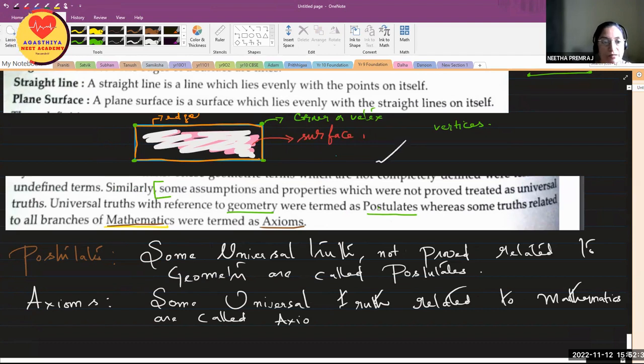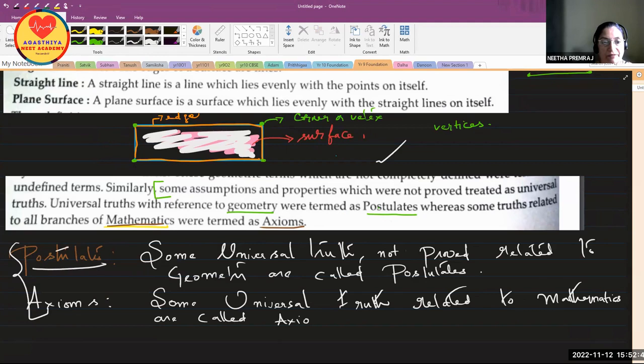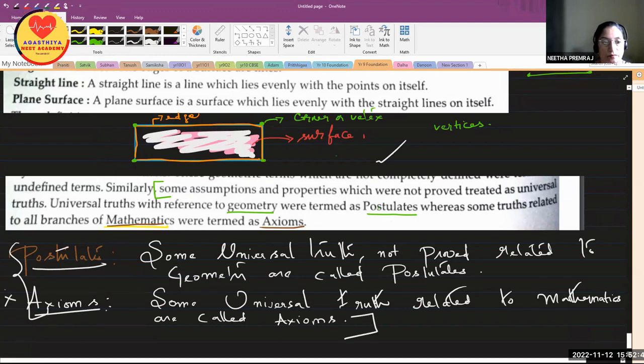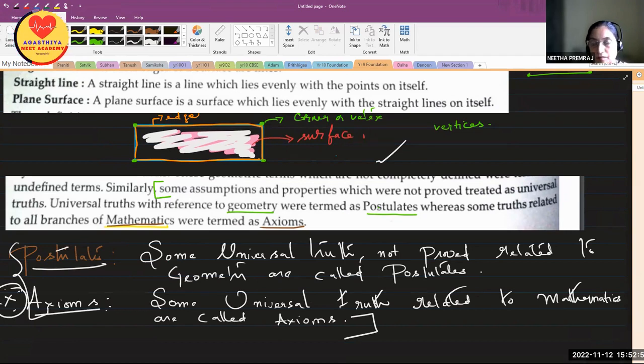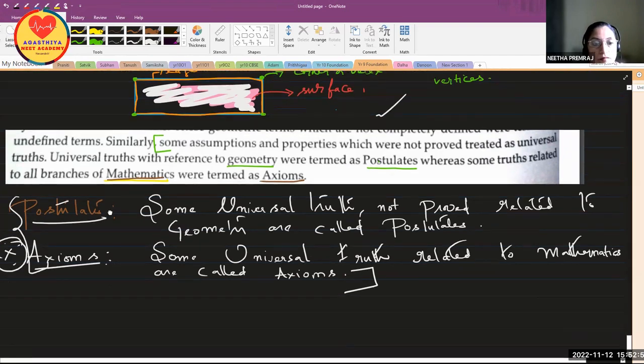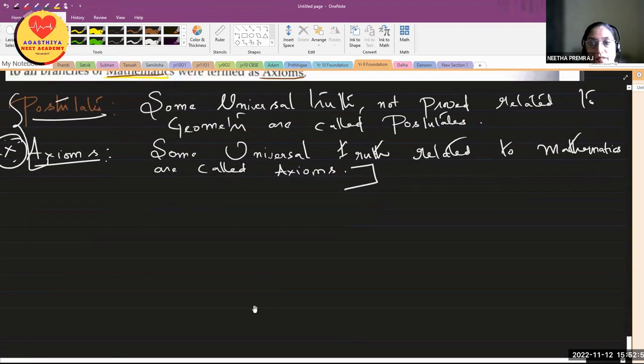Not this one, this one. You make a note of these two: the definition for postulates and the definition for axioms.